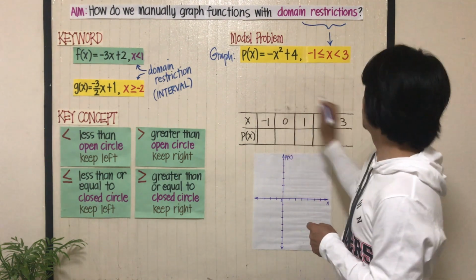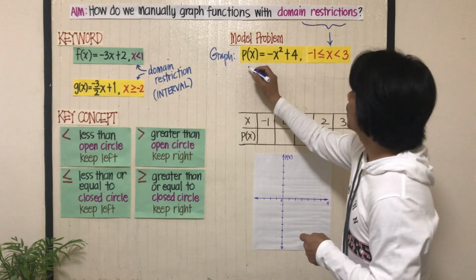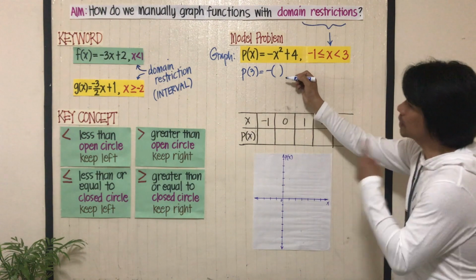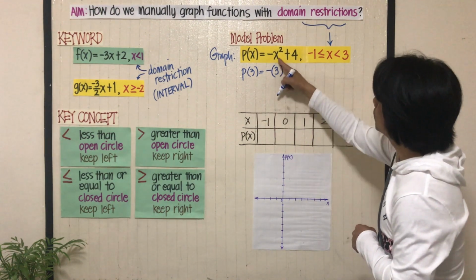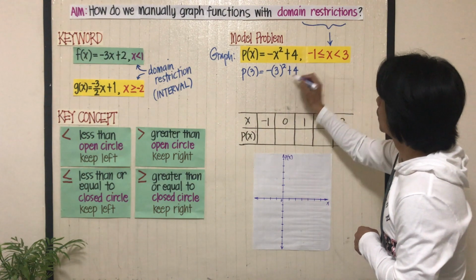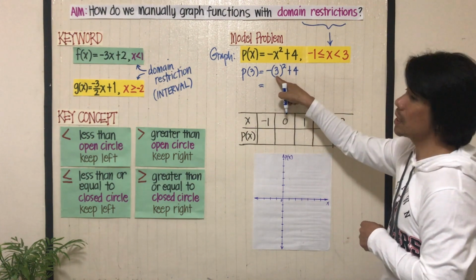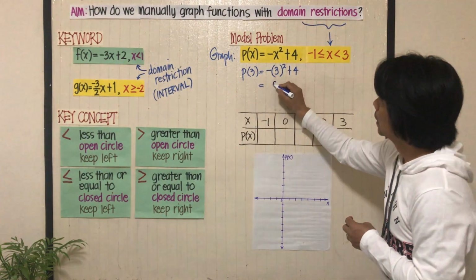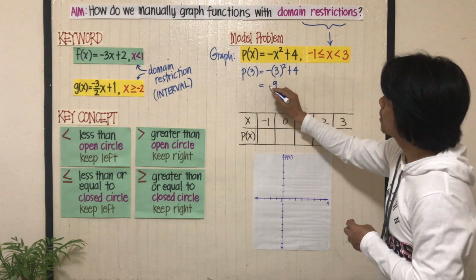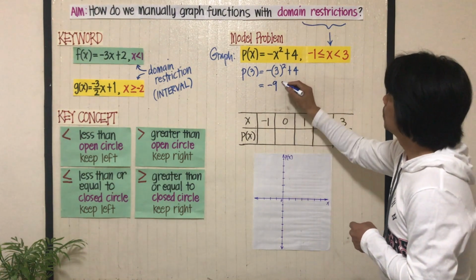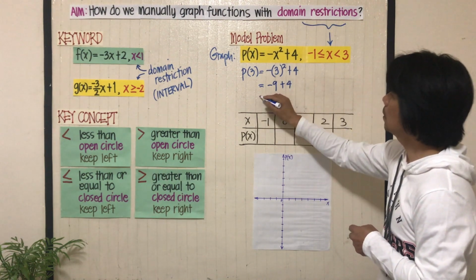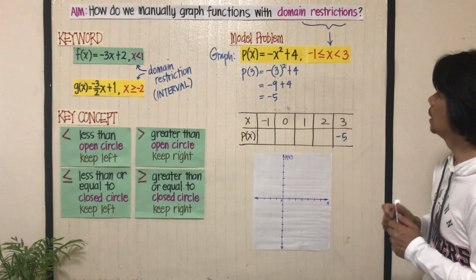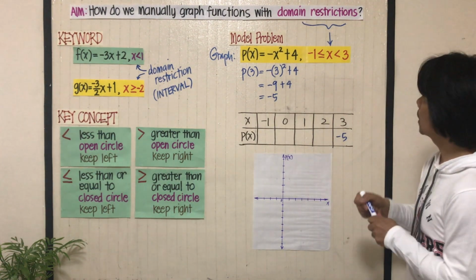Alright, let's do +3 for x. So p of 3 equals negative, I'm going to put parentheses around 3 as the value of x, squared, plus 4. Now this is +3 squared, meaning +3 times +3 is 9. Notice that there's a negative in front of 9, we need to write it there, plus 4. So -9 plus 4, that's -5. So this is -5.